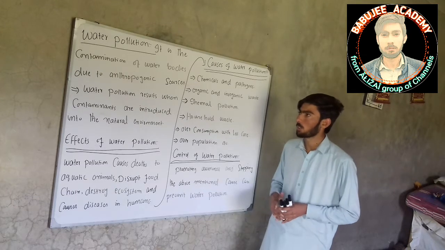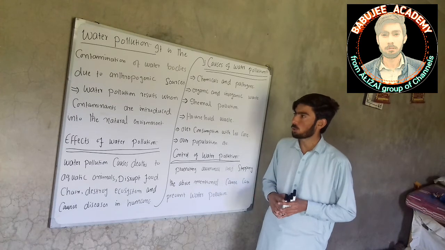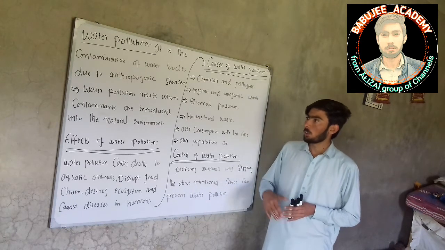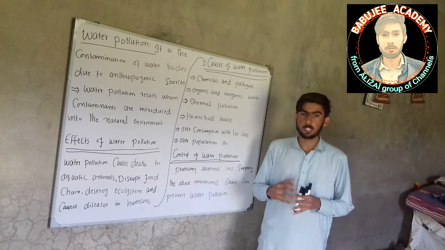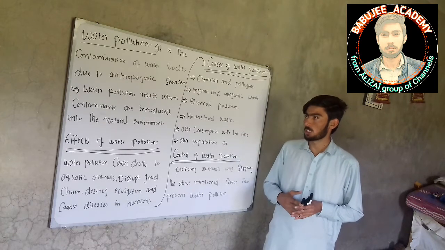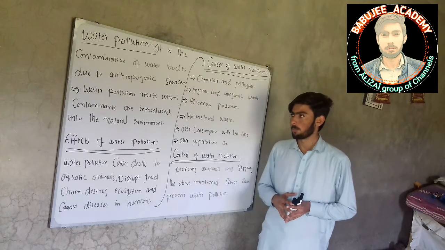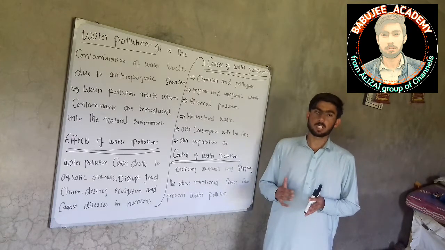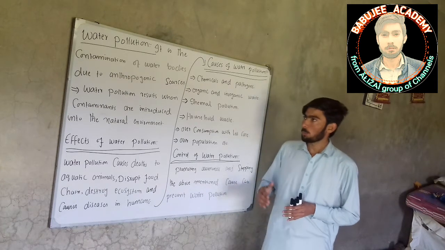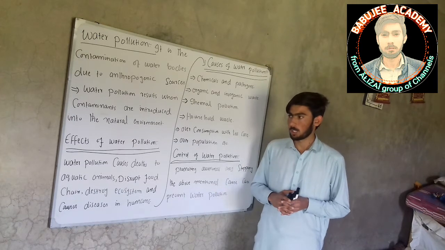So let me start. Water pollution is the contamination of water bodies due to anthropogenic sources. So what is water pollution? The contamination of water bodies. Water bodies mean lakes, rivers, oceans, etc., due to anthropogenic sources. Anthropogenic sources mean man-made sources, due to humans. Water pollution results when contaminants are introduced into the natural environment. Water pollution has an adverse effect on the biotic component of our environment.